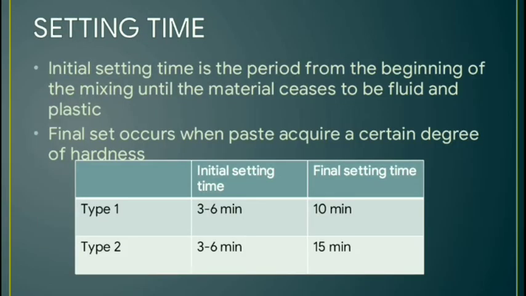Setting time. Initial setting time is a period from the beginning of the mixing until the material stops to be fluid and plastic. And the final set occurs when the paste acquires a certain degree of hardness, is called final setting time. The initial setting time for 2 types of paste is 3 to 6 minutes, and the final set for type 1 is 10 minutes, for type 2 is 15 minutes.